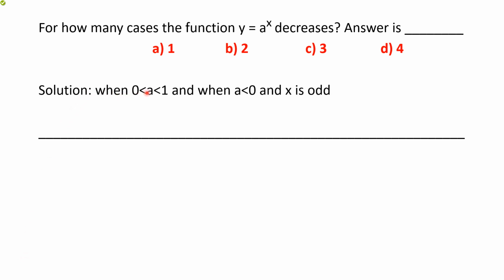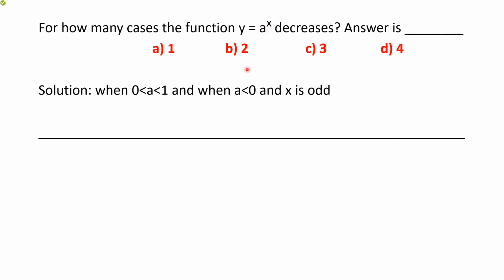When a is greater than 0 and less than 1, we're going to get a to the power x greater than 0 and less than 1. So whenever we raise it to a power, and that power is a positive integer, because we're looking at the increasing of x and its impact on a to the power x. If x increases and the base is a fraction, then the function will decrease.